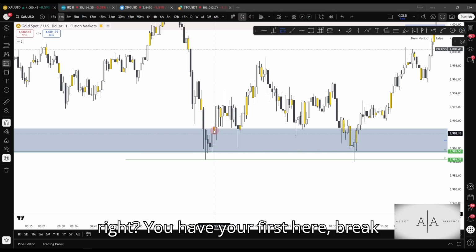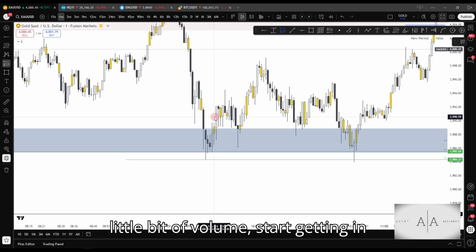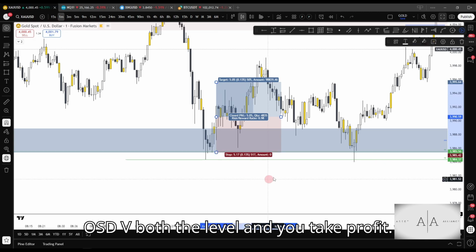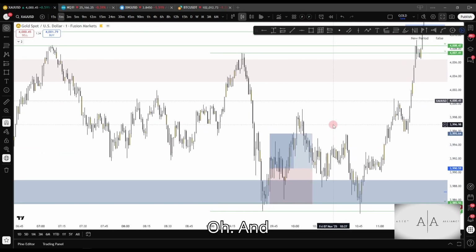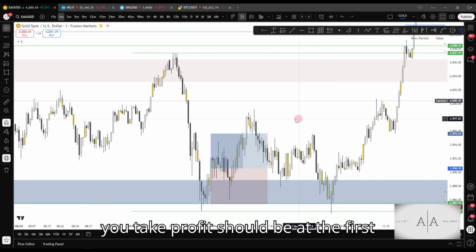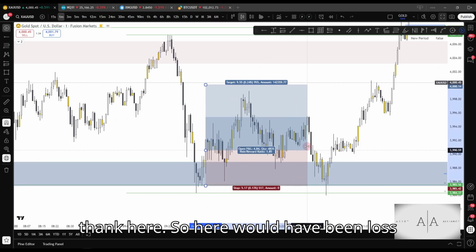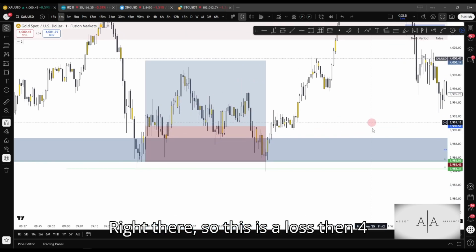You have your first tack here, break out of the tack, even if it's just a little bit of volume, start getting in super early like this. Stop loss under the OSTDV OTE level, and you take profit. Oh, yeah, and your take profit should be at the first tack here. So here would have been a loss at first. Right there, this is a loss.